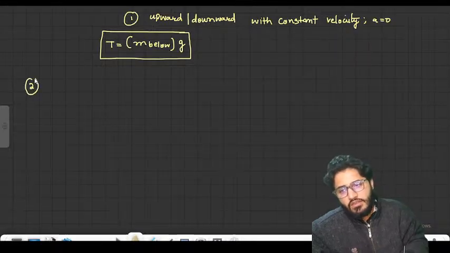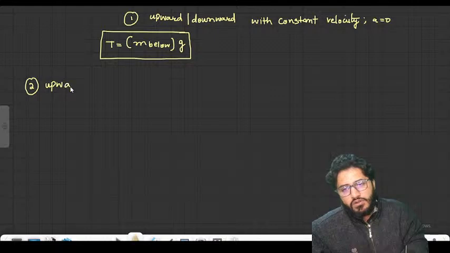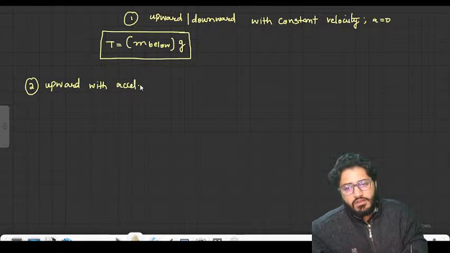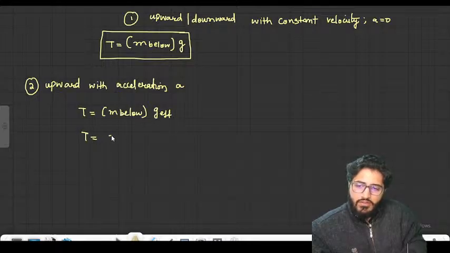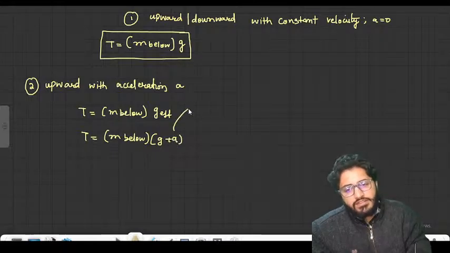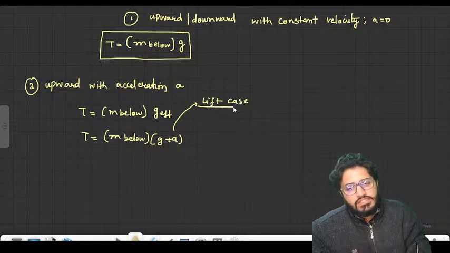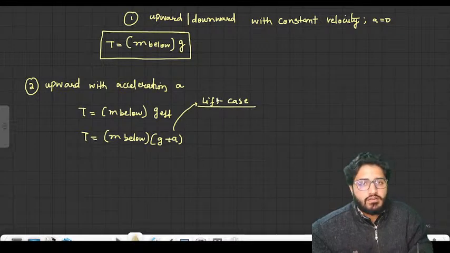Second case, if you are going upward with acceleration A, now T is equal to mass below into g effective. I can write T equals mass below, g effective will be g plus a. Why? Take the lift case. You know the lift case now? Same as the lift case we need to discuss here. The apparent weight type, right?